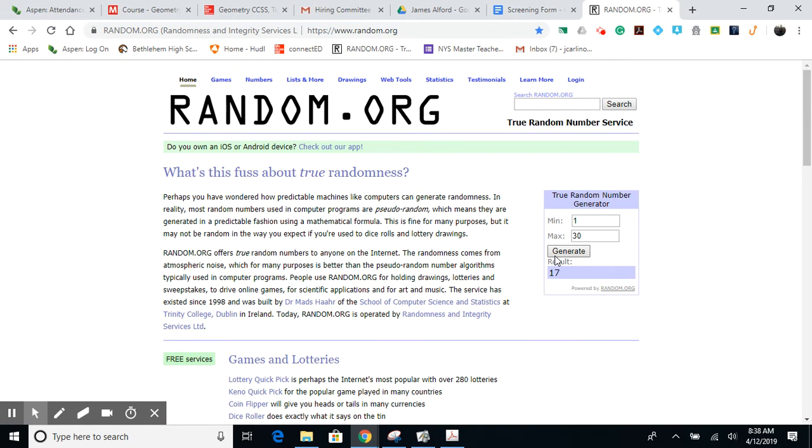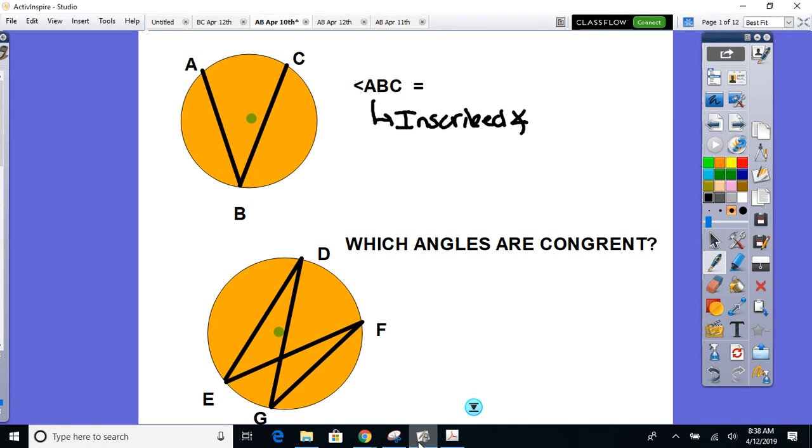Okay, how do you find it? Next question, how do you find it? 17. Not arc length, wrong vocab. The measure of the arc and what? Half of what, am I going to divide by 2? Which arc up here, Teddy? AC. That's just the basic inscribed angle.